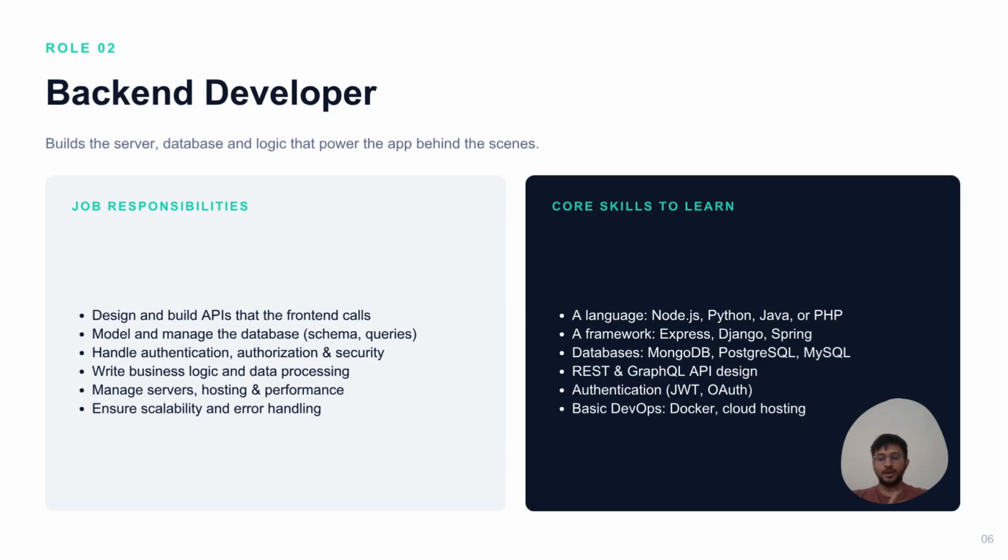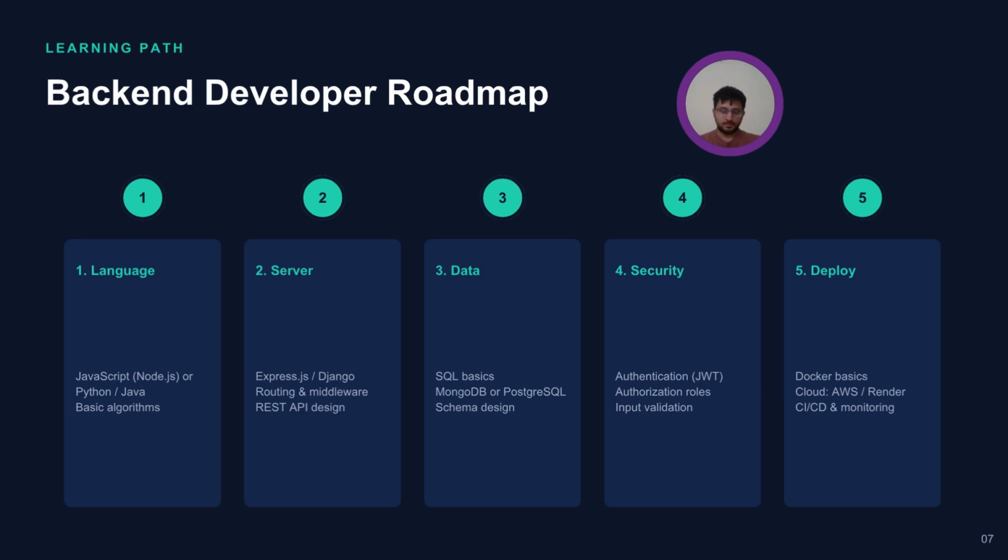For this you need a language like Node.js, Python, or Java. In the backend you have to know frameworks like Express and Django, database skills such as MongoDB, SQL, and PostgreSQL, and understand authentication methods like JWT. So that was the backend developer role. Now we will talk about the backend developer roadmap. So let's start the roadmap.